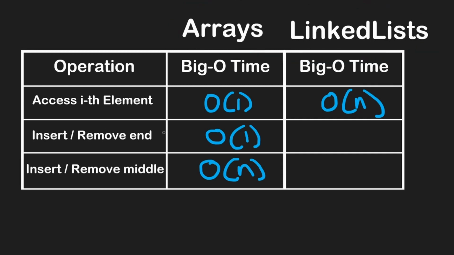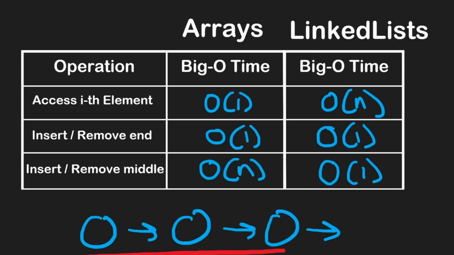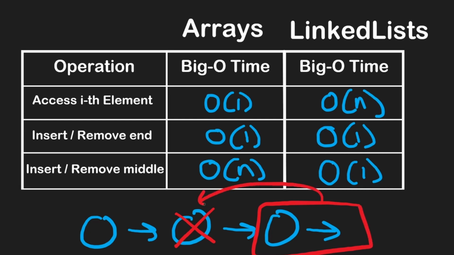Now, inserting and removing at the end is the same as arrays. It's a constant time operation. We talked about that earlier. Inserting and removing from the middle, though, is a constant time operation. Remember, if we have a linked list that looks something like this, if we want to remove the middle element, we don't have to now shift everything over. We don't have to take all of these and then shift them over by one.